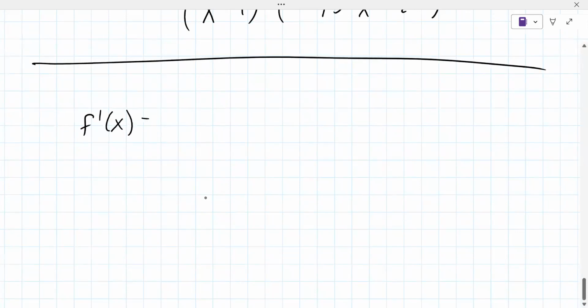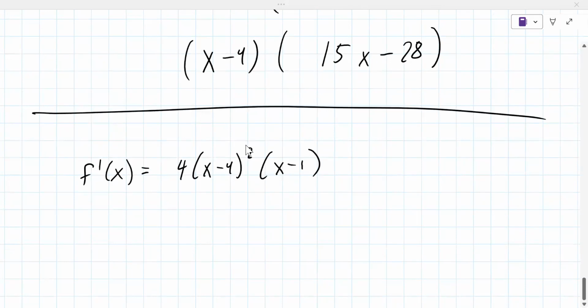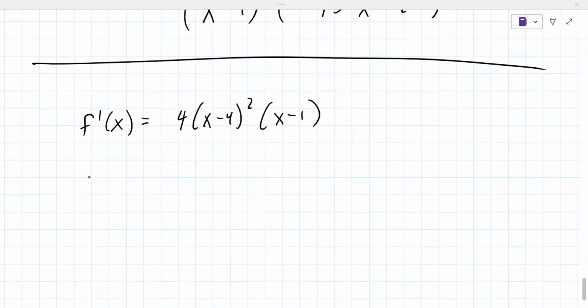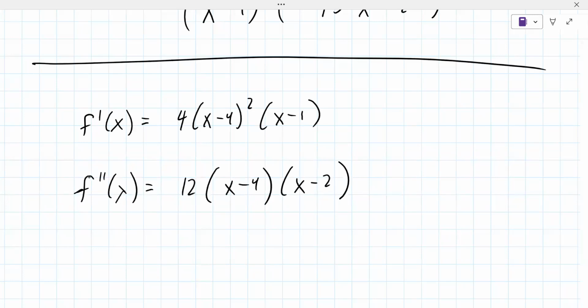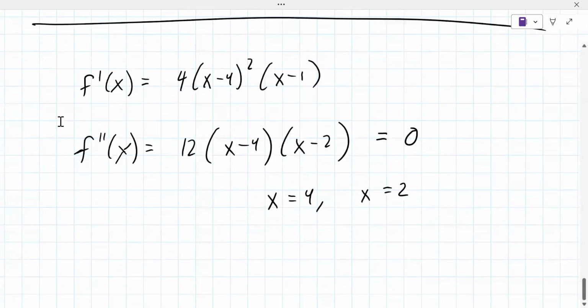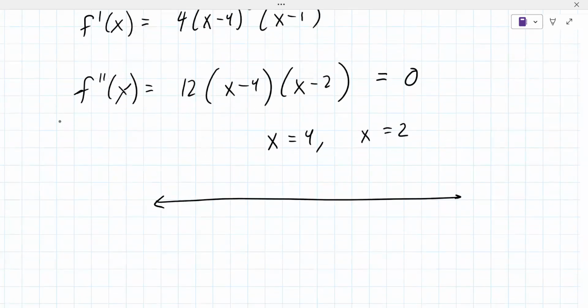The first derivative is 4x minus 4 squared times x minus 1. And then the second derivative will be coming up here. I was surprised that it wasn't nicer because this is a classic exam problem. So the second derivative is 12 times x minus 4, x minus 2, like that. You set this second derivative equal to 0, and you can see that there are 2 places to test. x could be 4, x could be 2. So those go on your number line.